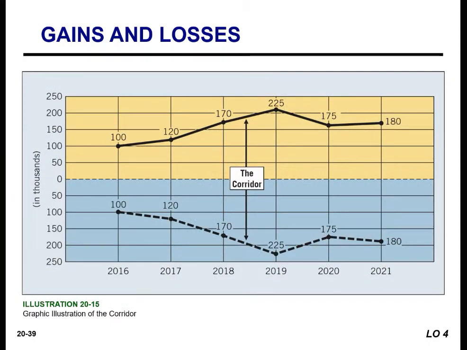So here is the corridor as it has actually been plotted out. It's a graphic illustration of the corridor that we just spoke about. Anything that at that point in time exceeded that corridor would need to be accounted for in amortization.